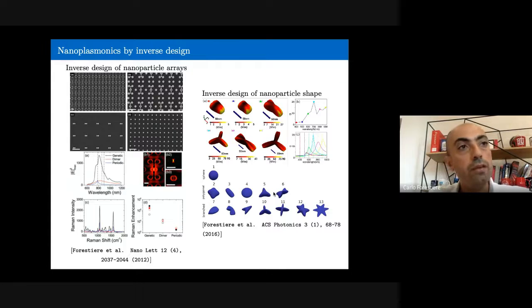And you can also inverse design plasmonic nanoparticles by coupling an electromagnetic solver to an inverse formulation. Over here you can see different arrays of plasmonic objects or different shapes that have been optimized to have very, very high field enhancement.